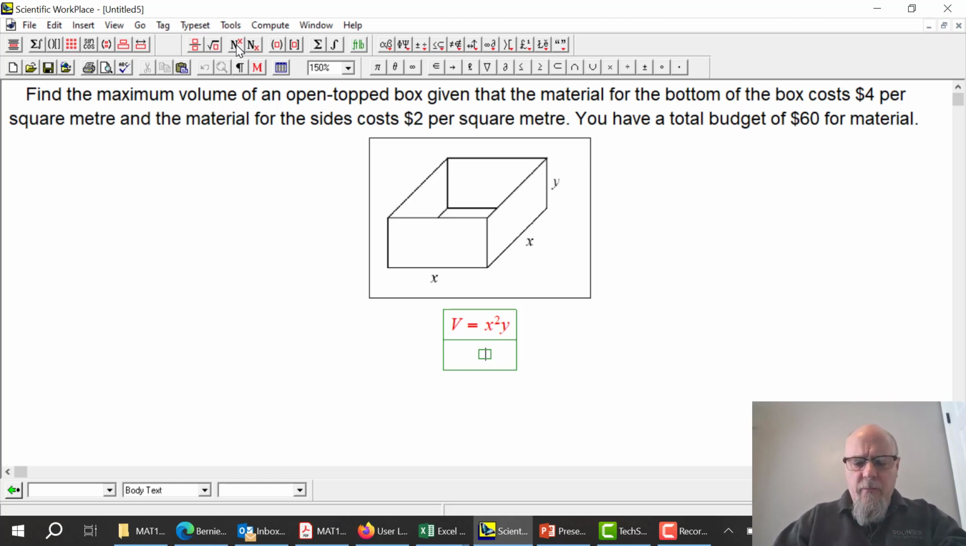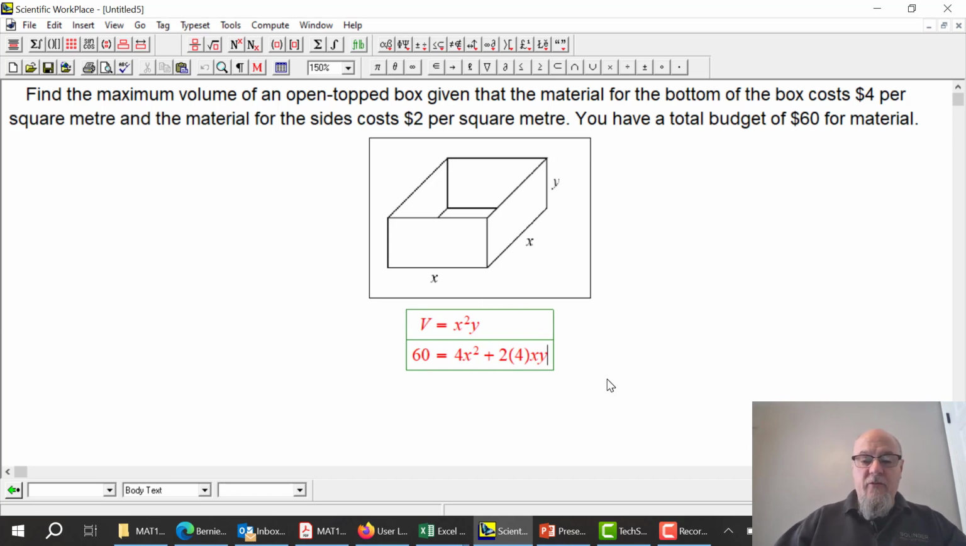So $60 is equal to, let's look at the bottom. The bottom is x times x, so the bottom is x squared square meters. For each square meter, it costs $4, so the cost of the bottom would be 4x squared. Now let's look at the sides. That's $2 per square meter. I'm going to need 4 of the sides, and each side has an area of xy.